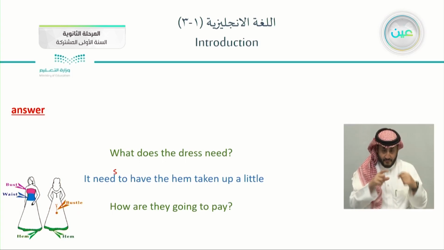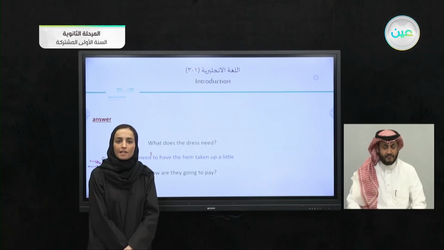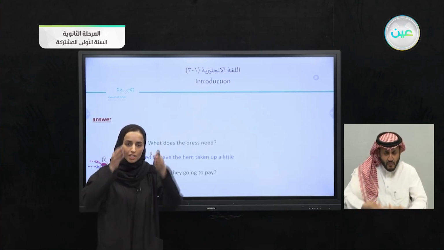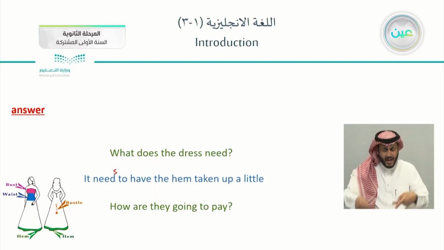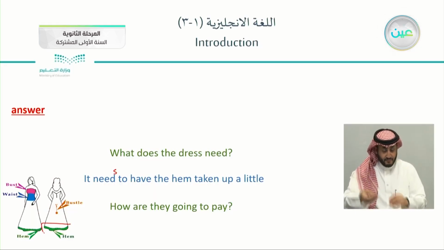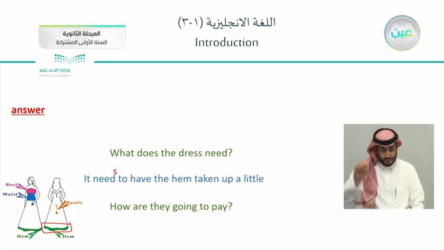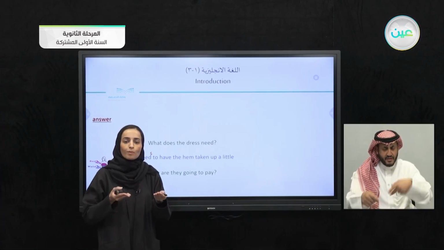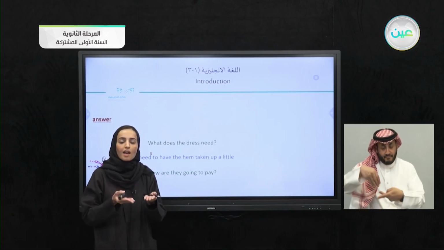What do we mean by taking the hem up a little? Looks like it is a bit longer. She's short and it is a bit longer. This side of the dress, the bottom side in here, we call it the hem, H-E-M, hem. And if you want to take it up a little, you want to make the dress or the clothing shorter.